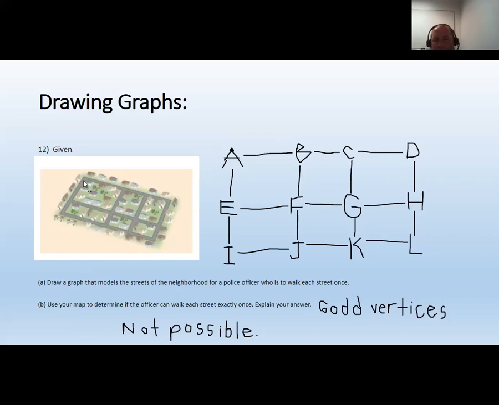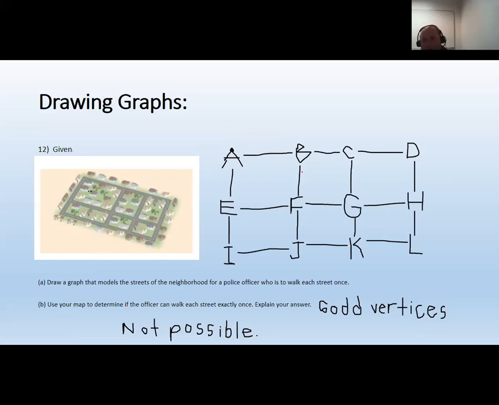And it's basically just connecting all the vertices with edges that are represented in the map here. So this is our graph right here. Now we count all the odd vertices. So where are odd vertices here?